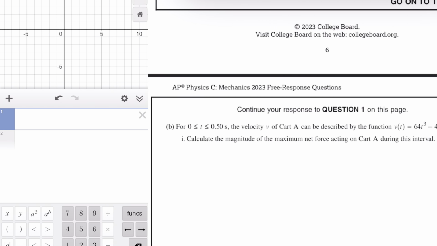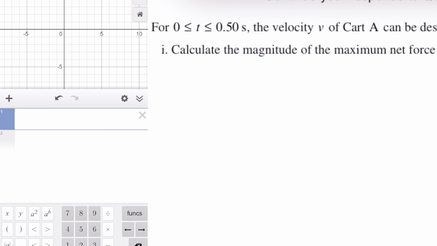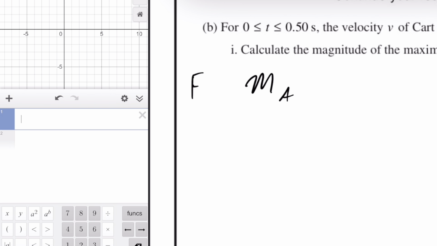So now here we go, this is part B. The velocity v of cart A can be described by the function v of t equals 64t to the third minus 48t squared plus 5. Calculate the magnitude of the maximum net force acting on cart A during this interval. So we need to understand that the force acting on A as a function of time is the mass of A times the acceleration of A as a function of time.